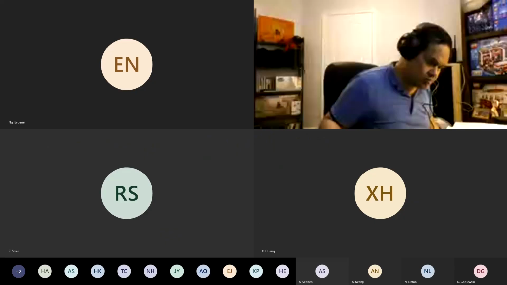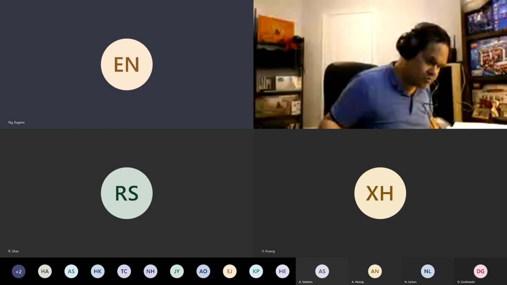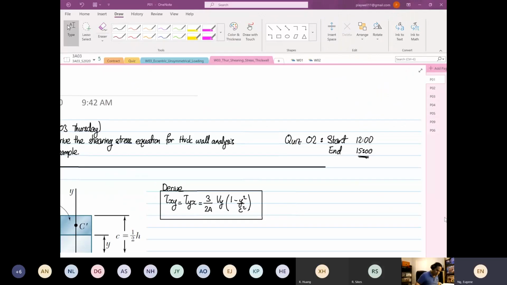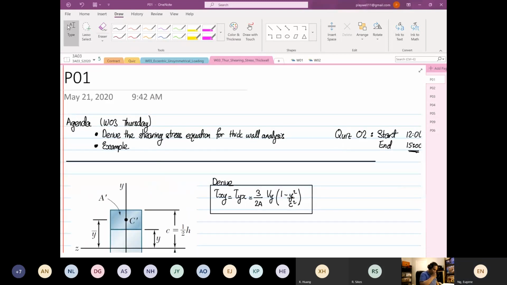So here we go. This is week number 3, Thursday. We're going to derive the shearing stress equation for thick wall analysis, and then we're going to do an example. If you go to Avenue to Learn, I've uploaded some figures in the weekly online lecture notes. If you could download those figures, that'd be fantastic.